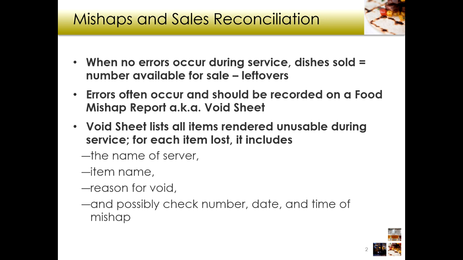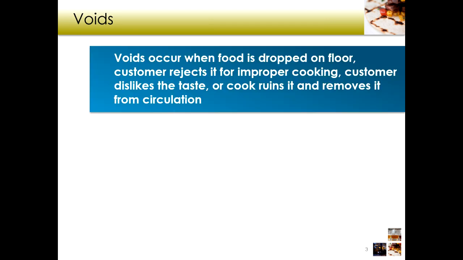If somebody tripped over an extension cord as they were carrying a plate out, we can make sure that we do something to remove that extension cord, for example, right? If we just keep doing the same thing over and over again, we're going to keep having mishaps and lose food, right? So voids occur when food is dropped on the floor, the customer rejects it for improper cooking, customers dislike the taste, or a cook ruins it and removes it from circulation. Basically anything that happens to that dish that now the customer won't pay for it, right? So we need to record those, right?